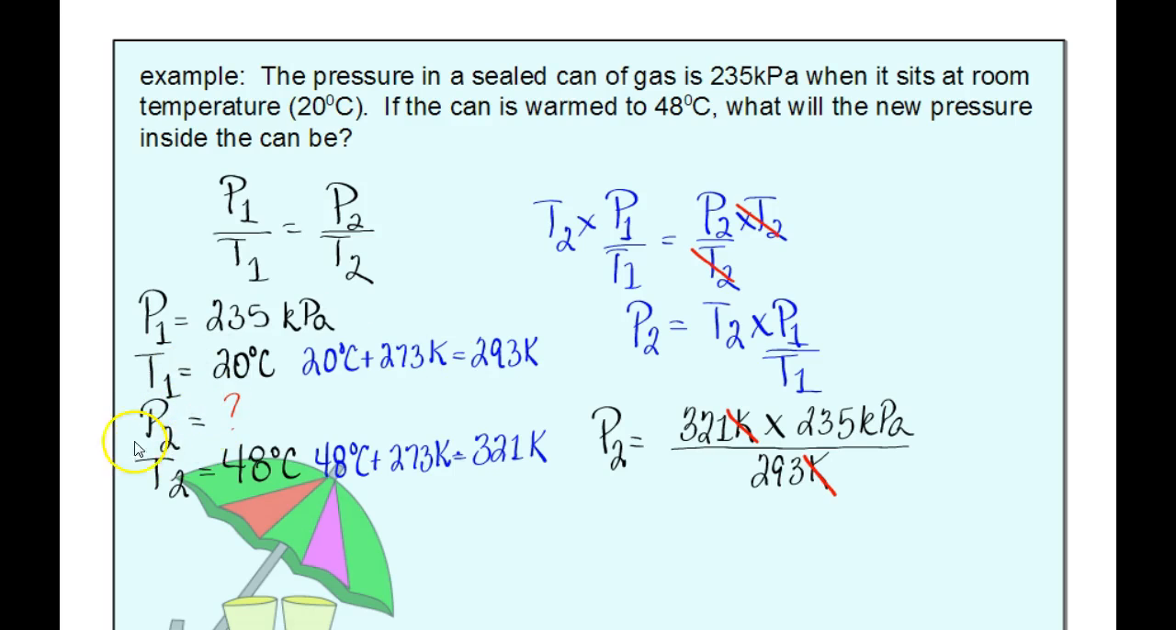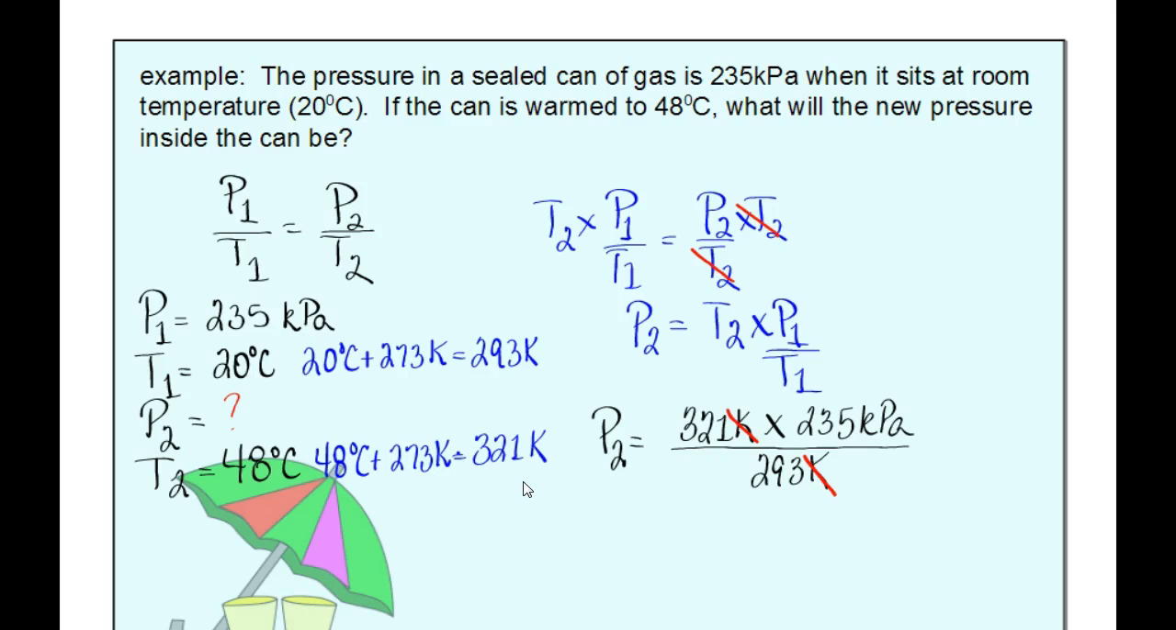We don't know what our P2 is. This is what we have to solve for. But we do know that our temperature 2 is 48 degrees Celsius. Again, real simple. We've got to change this over into Kelvin. So we're going to add 48 degrees Celsius to 273 Kelvin, and that's going to give us 321 Kelvin.